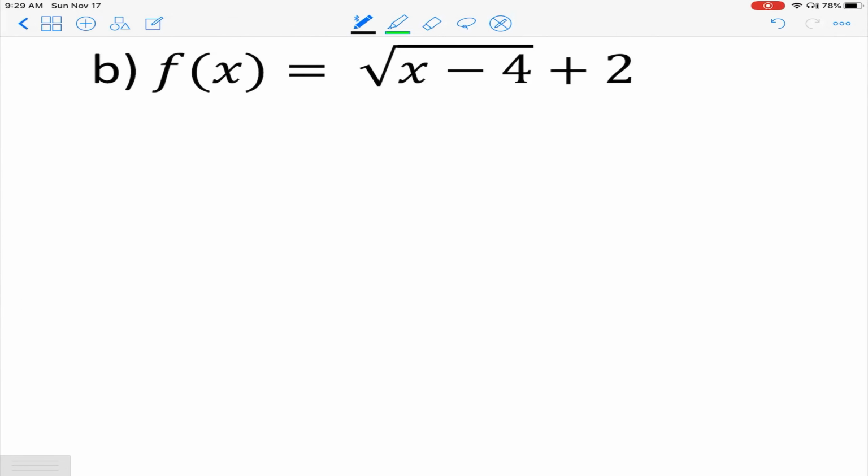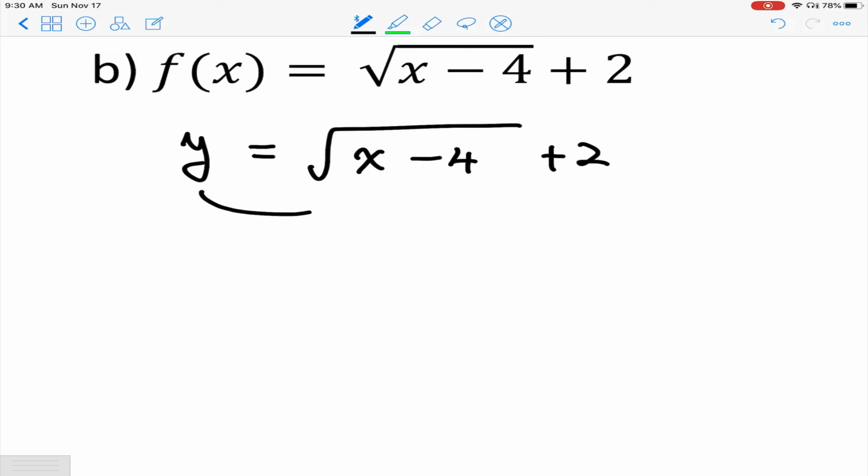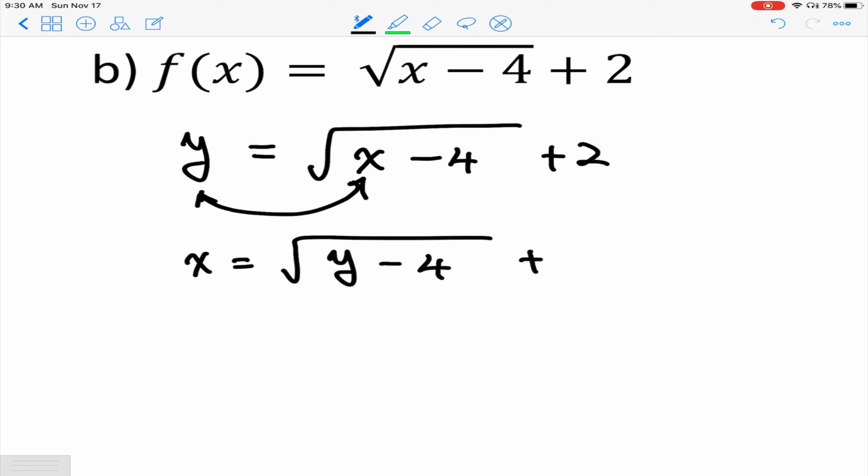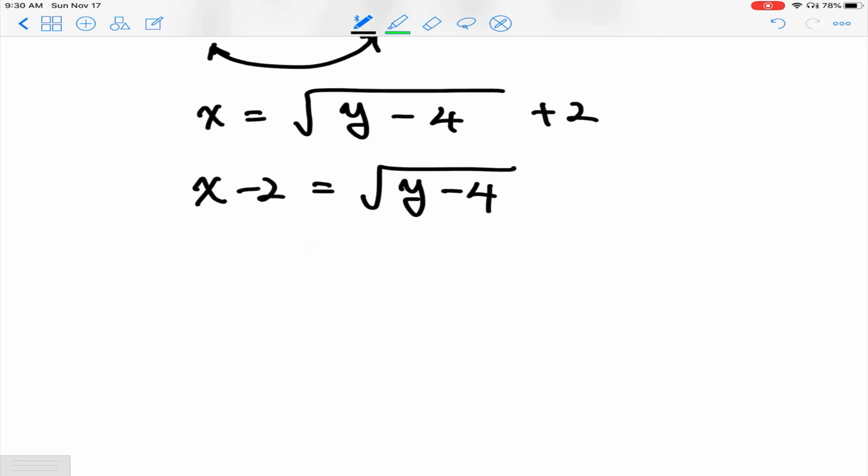Now we have f of x equals the square root of x minus 4, plus 2. So same thing, switch the f of x to y, then switch the x and y, and then x equals the square root of y minus 4, plus 2. The rest you just use SAMDAP to follow through. Then we have x minus 2 equals the square root of y minus 4. And we square both sides to get rid of the square root. Then we get y minus 4 equals (x minus 2) squared.